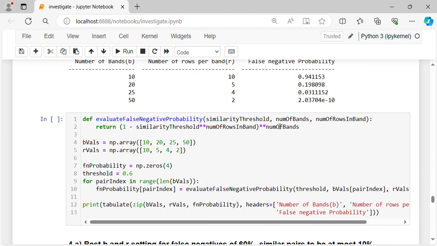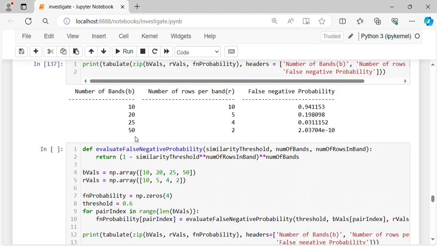Similarity threshold, number of bands, which is the value of B, and number of rows in band, which is the value of R, and it returns (1 minus similarity threshold, that is 0.6, to the power number of rows in band, which is R), and then the difference raised to the power of number of bands, which is B.